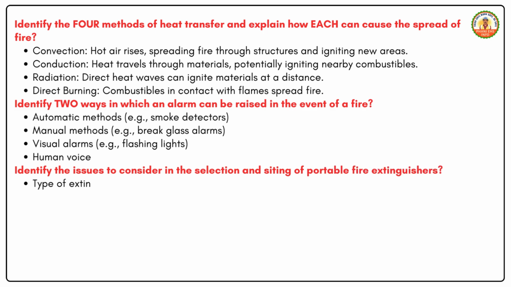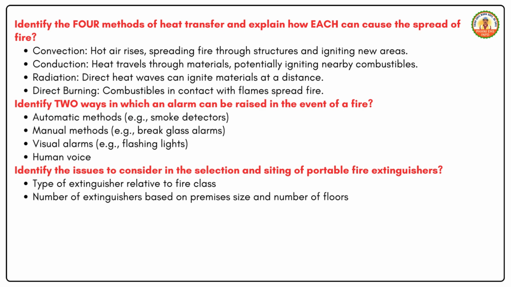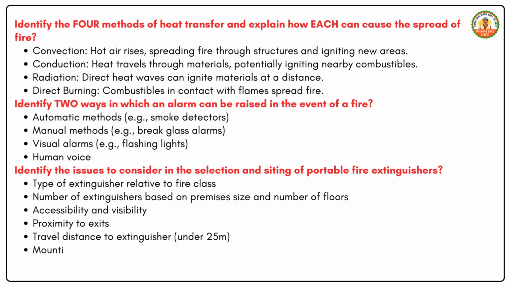Identify the issues to consider in the selection and siting of portable fire extinguishers. Type of extinguisher relative to fire class. Number of extinguishers based on premises size and number of floors. Accessibility and visibility. Proximity to exits. Travel distance to extinguisher under 25 m. Mounting and protection from damage.